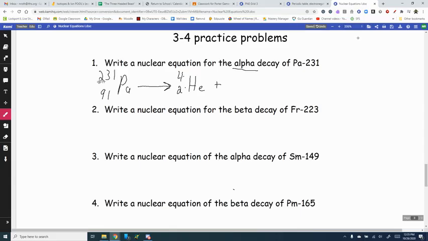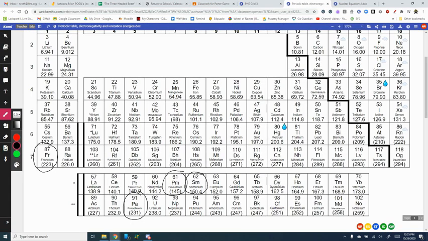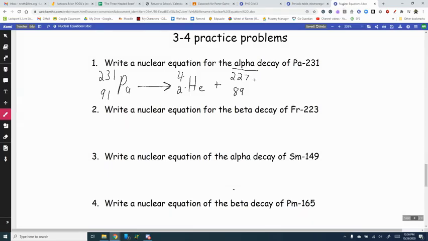Okay, so 231 minus 4 is 227. 91 minus 2 is 89. Okay, then we have to identify what that new element is. Since the atomic number changed, we have to check that. So atomic number 89 is Ac, actinium. So we just go back here, we put Ac, and that's it. That is the alpha decay of Pa.